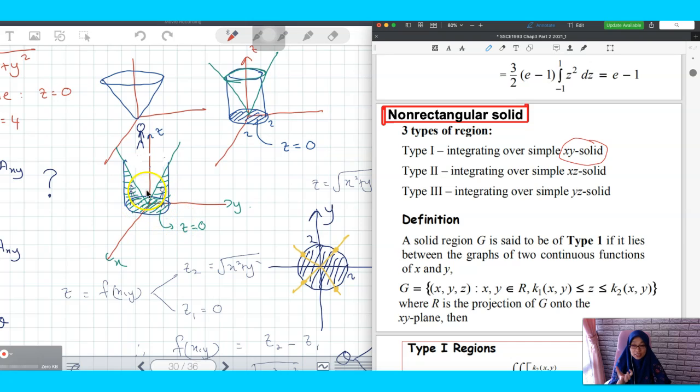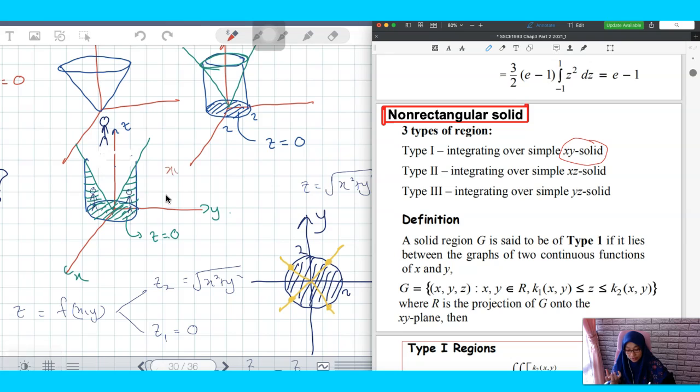So for this particular solid, we give the name XY solid. What is XY? XY is referring to your region. Region means the plane that your feet are lying on. You pijak dekat mana? Now you can see that your feet here are on the XY plane, so we have an XY solid.